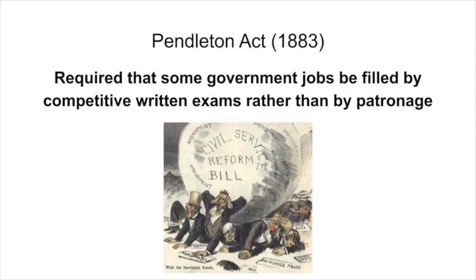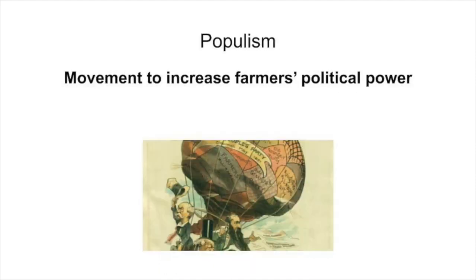This led to the Pendleton Act of 1883 that required that some government jobs be filled by competitive written exams rather than by patronage. This didn't completely fix the problem because it only dealt with a few jobs, a few of the occupations in government, but at least it began to clean up the mess that the spoils system had created. Another big movement of this time period was populism.